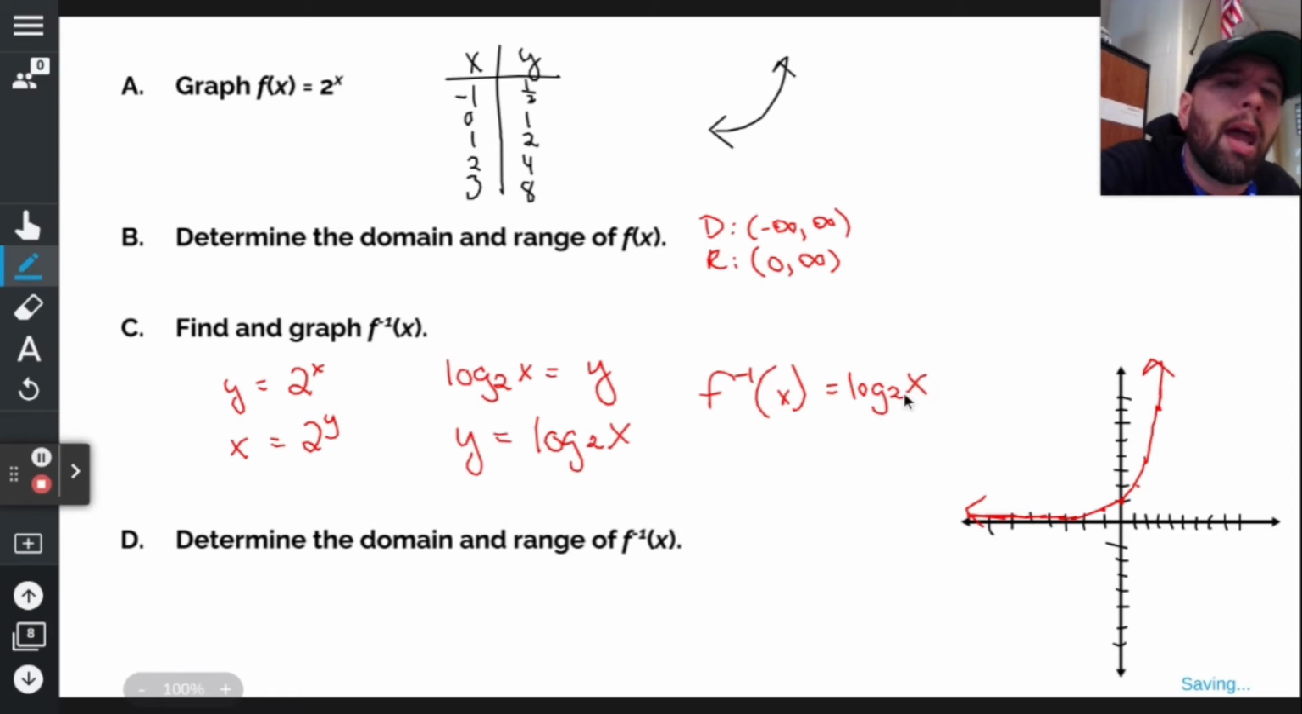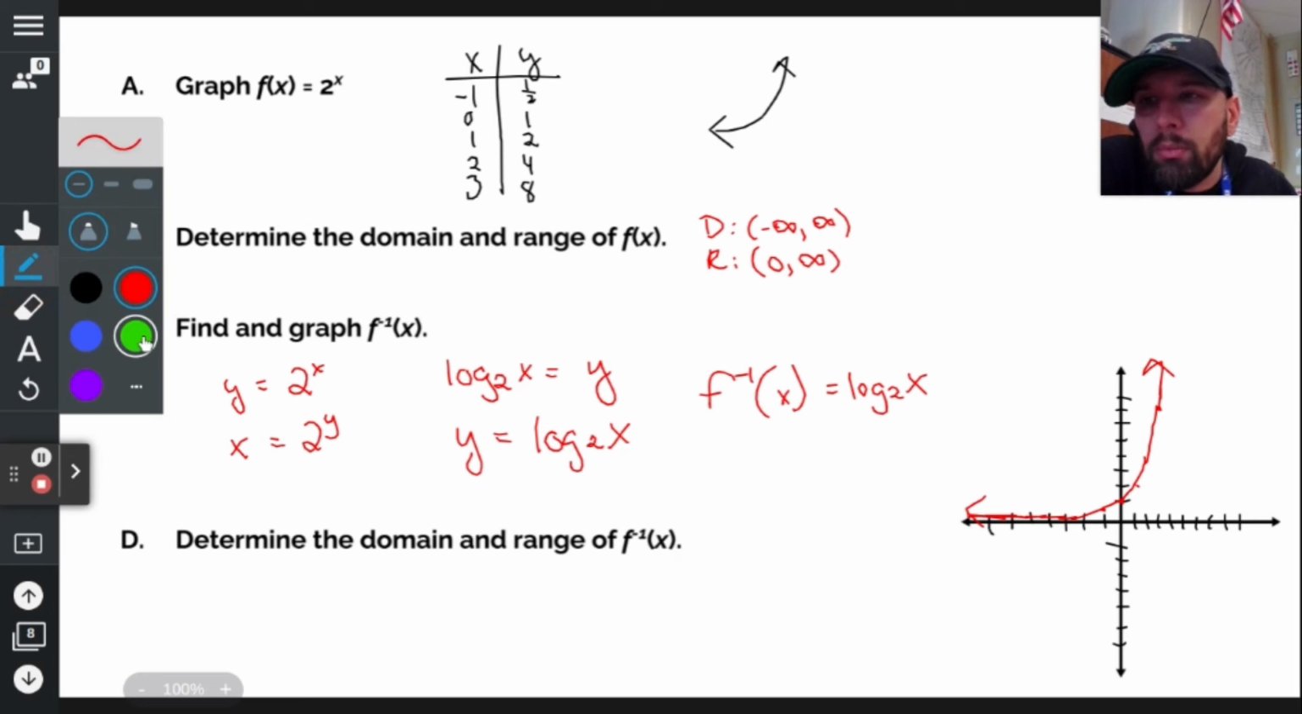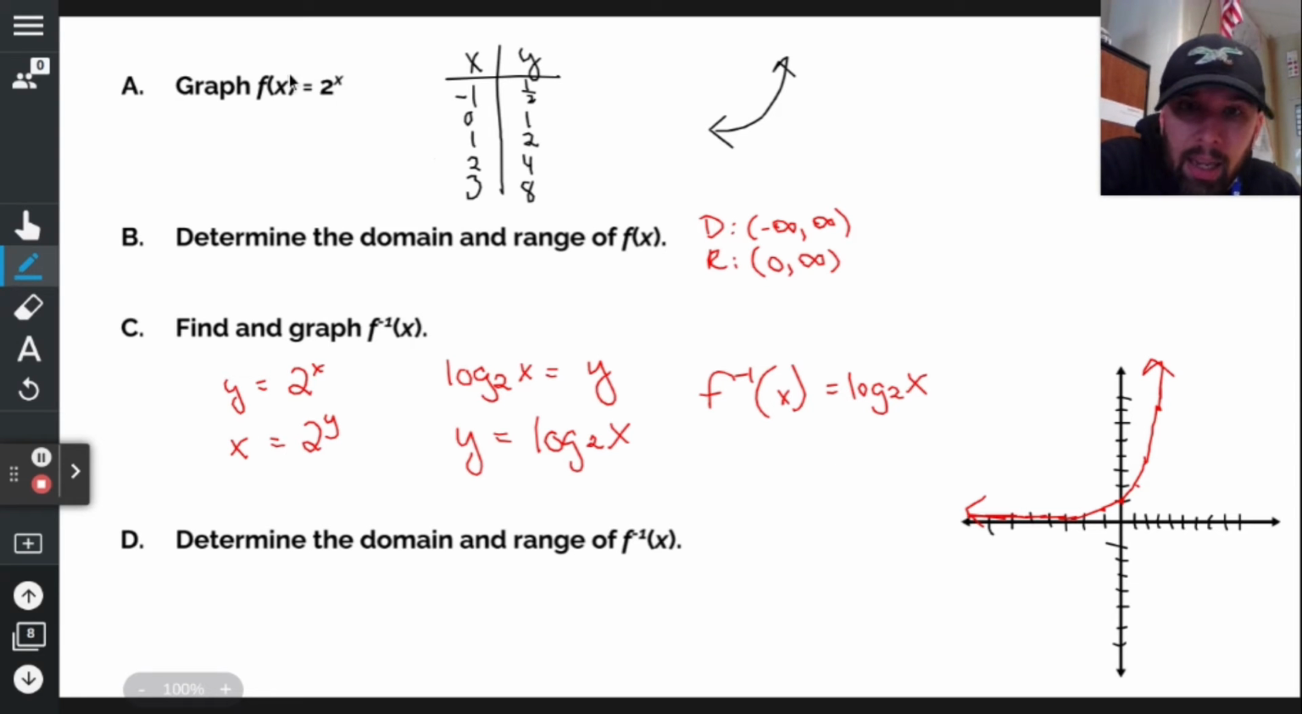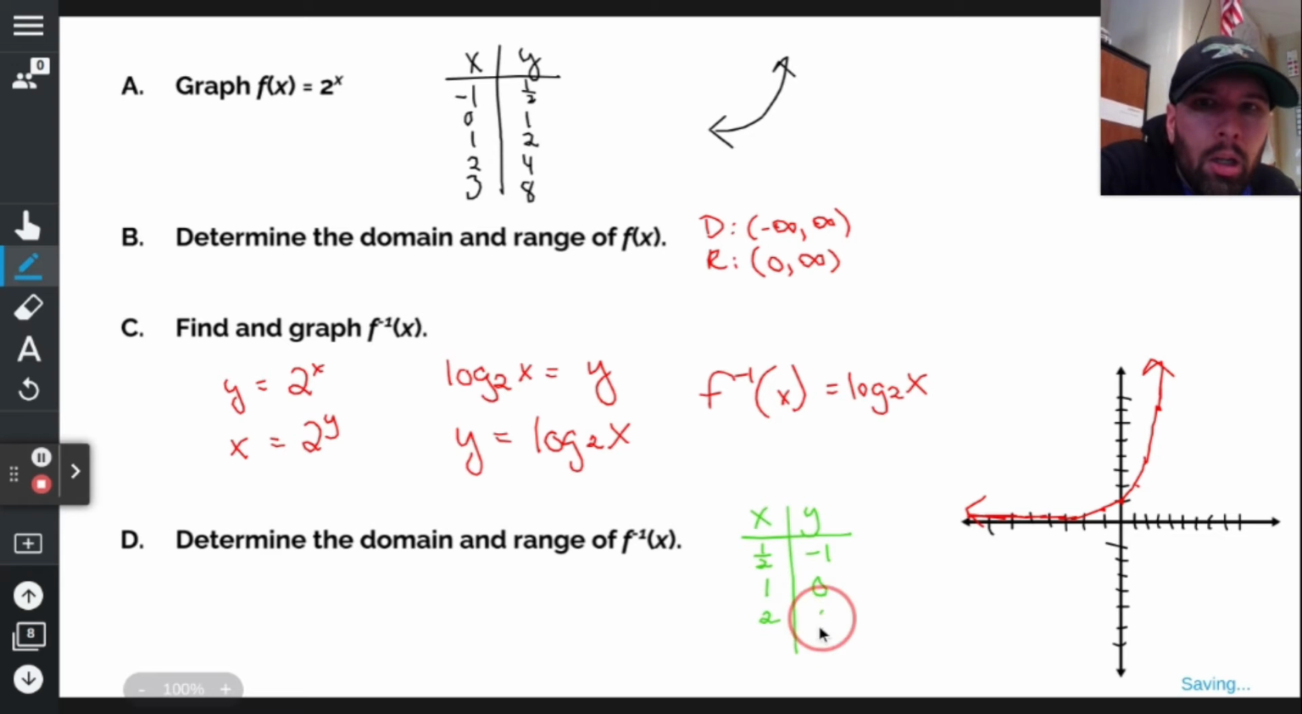Now I know what's going to happen because of what I did a couple slides ago. But I'm just going to make sure that I do it right. Now, I have this guy right there. Okay, this is the same as that flipped. So what I'm going to do is my x and my y values are going to flip-flop as well. So you become 1/2, -1. You become 1, 0. You become 2, 1. You become 4, 2. And you become 8, 3.